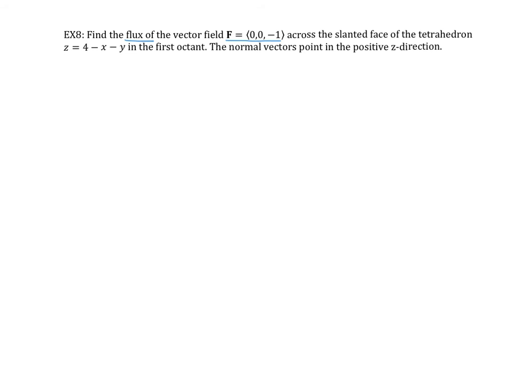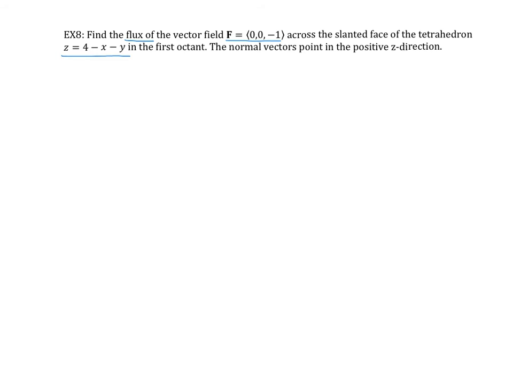We're given that we're finding the flux across this tetrahedron, z equal to 4 minus x minus y. So we have a vector field, and we have this tetrahedron. That's our surface. We're plopping that tetrahedron down into our vector field, and we're trying to see how this vector field is going to affect our surface. So one thing we could figure out is flux, which is just all the vectors that are normal to our surface.